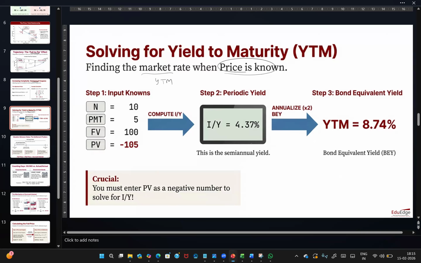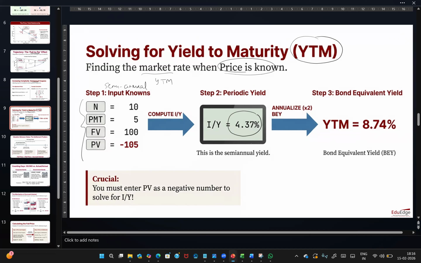So the inputs are N is 10, PMT is 5, which means coupon rate is 5%. Future value, which is par value, is 100, and present value of the bond is 105. So with these inputs, we would now want to calculate the yield to maturity. So same way you can calculate yield to maturity. On your calculator, you can put all these, then you can say compute I/Y, and I/Y will give you 4.37%.